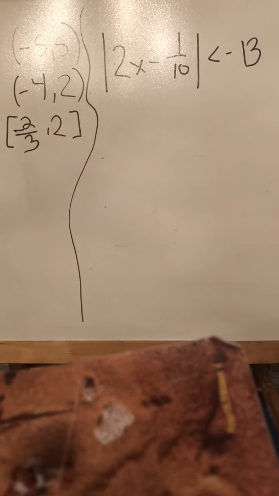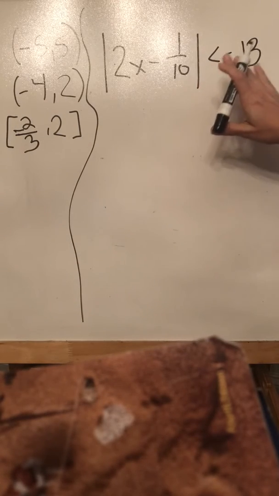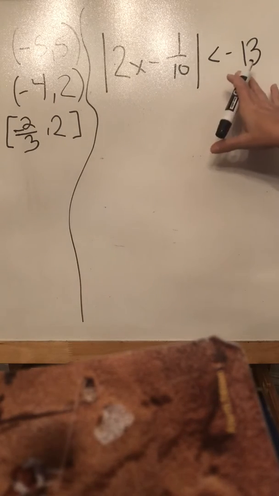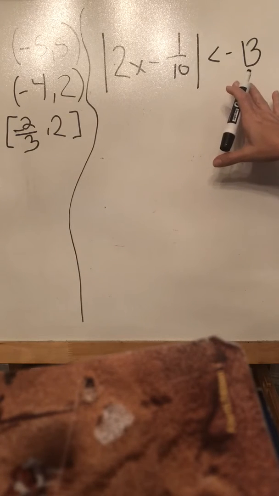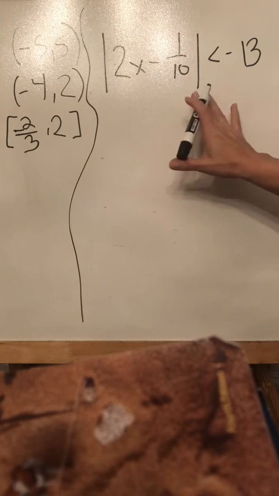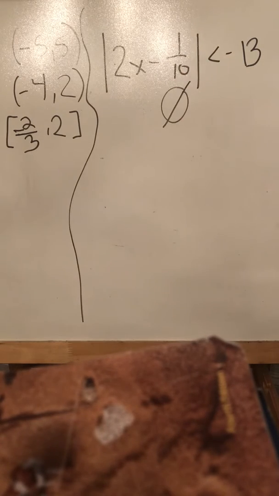All right, here we go with part 2. So here in part 2, we are on example 4. This is top of page 574. So we have the absolute value of 2x minus 1/10 is less than negative 13. If you think back to our absolute values, we cannot have an absolute value that is a negative number. So you don't even have to do anything for this problem because it is no solution.